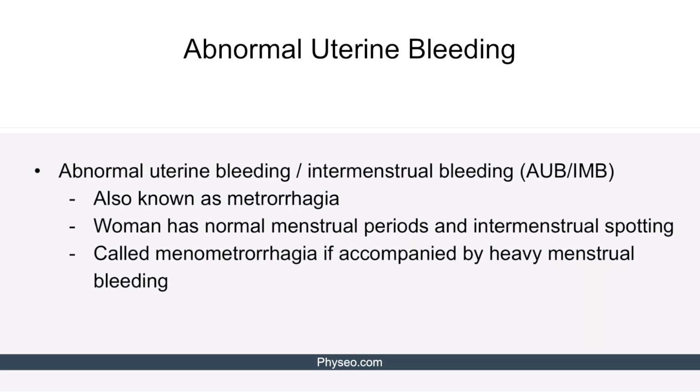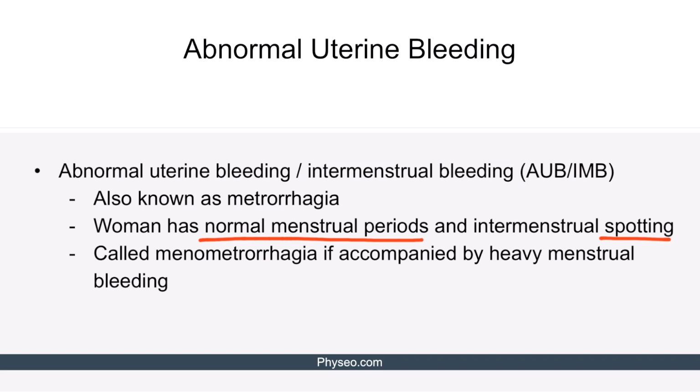We will now discuss intermenstrual bleeding. Intermenstrual bleeding was previously known as metrorrhagia. However, that term is no longer routinely used, and you diagnose intermenstrual bleeding when a woman has a normal menstrual period with intermenstrual spotting. So normal menstrual period and then spotting outside those times.